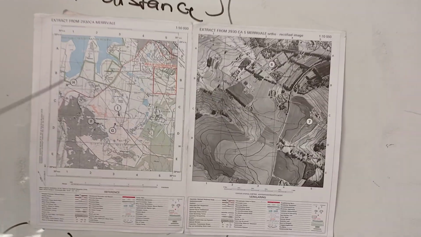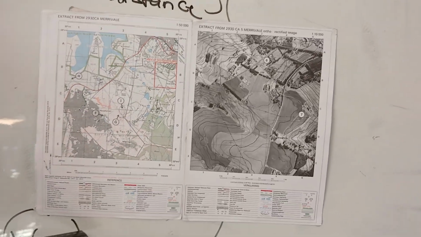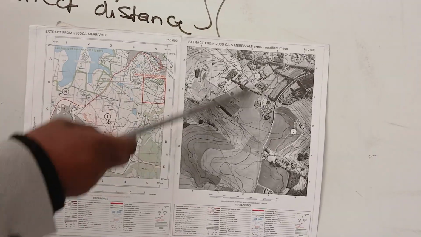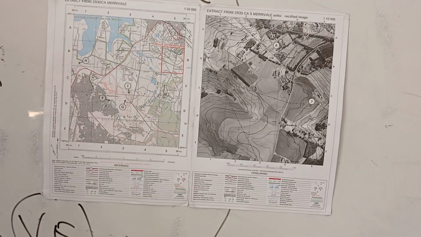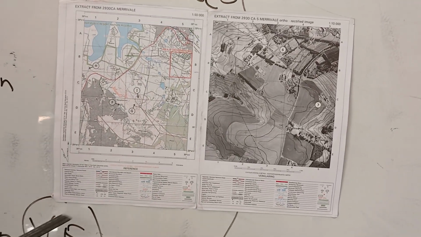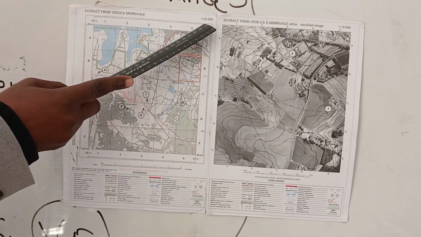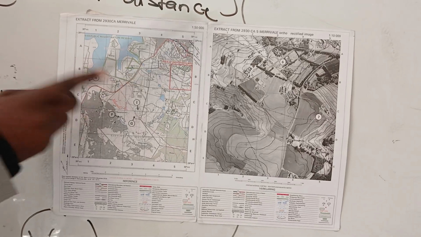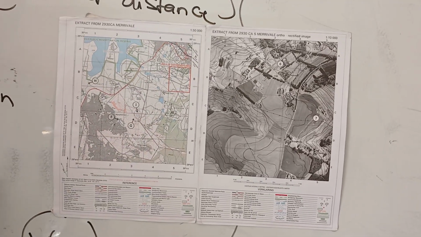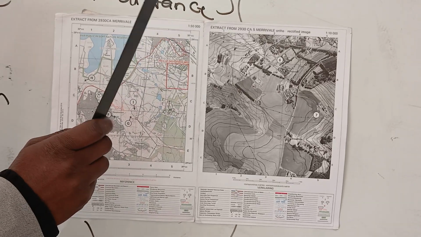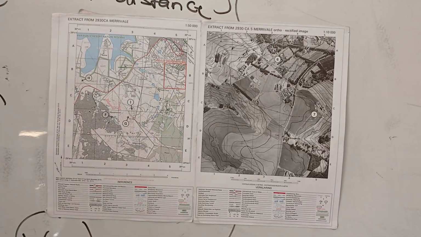We have a topographical map. I think you can see it's in color. Then we also have what we call an orthophoto map. How do you differentiate the two maps? The first thing that you do is you look at the scale. If you look at the top here, there is the scale, which is a ratio scale, 1:50,000, which means 1 centimeter on the map represents 50,000 centimeters on the actual ground.